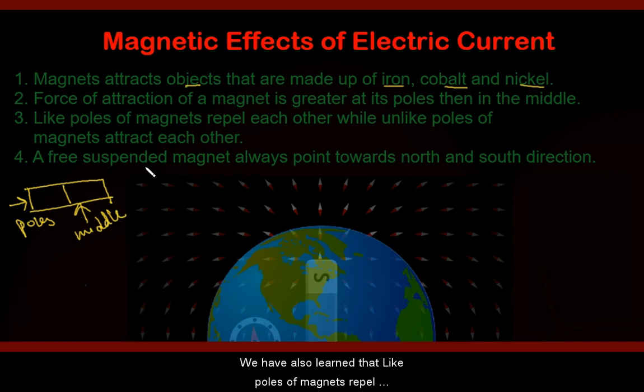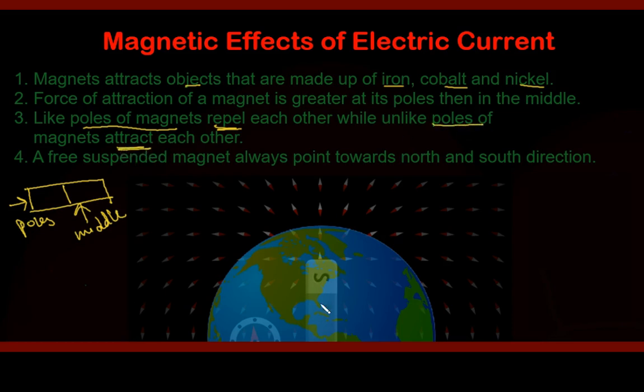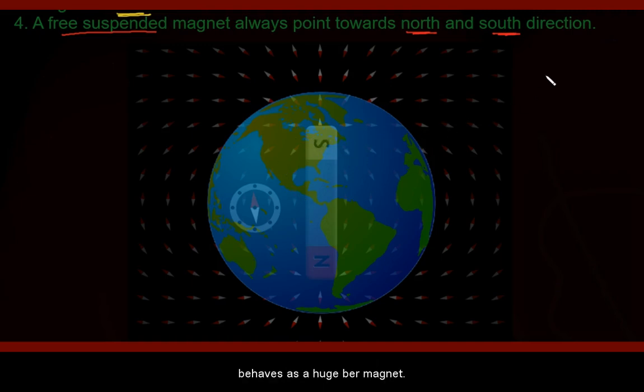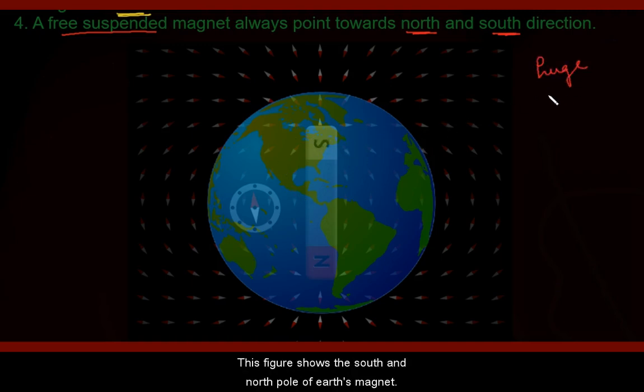We have also learned that like poles of the magnets repel each other while unlike poles of magnets attract each other. You must know this property from experience that a free suspended magnet always points towards north and south direction. This happens because Earth behaves as a huge bar magnet. This figure shows the south and north pole of the Earth's magnet.